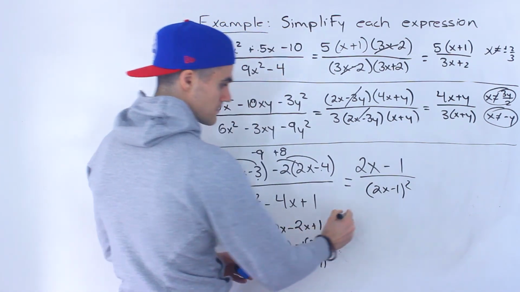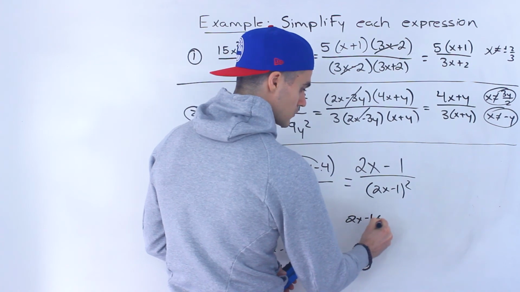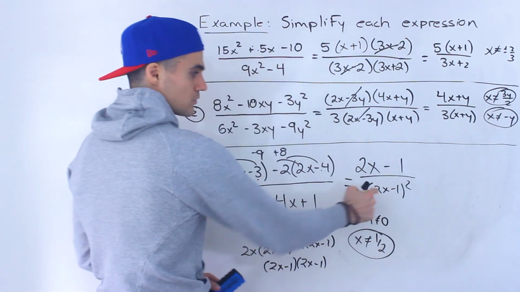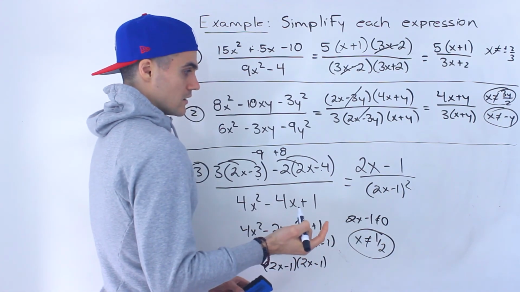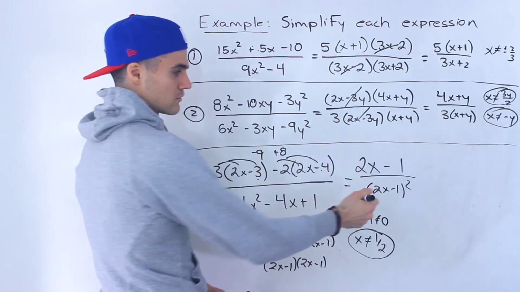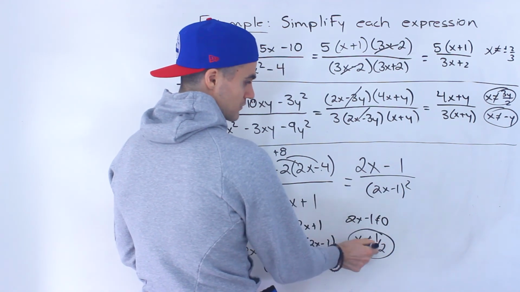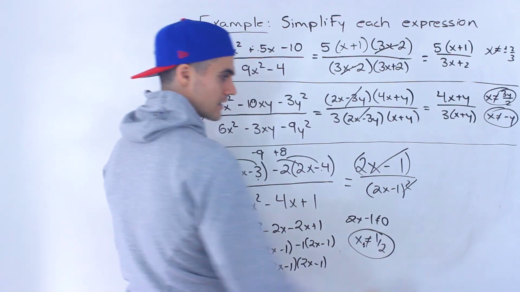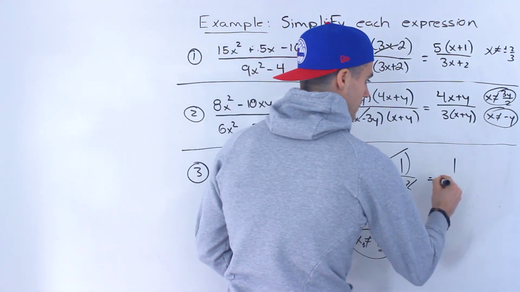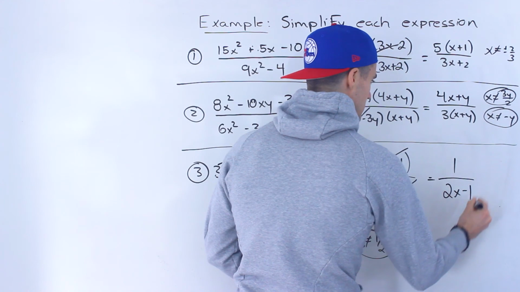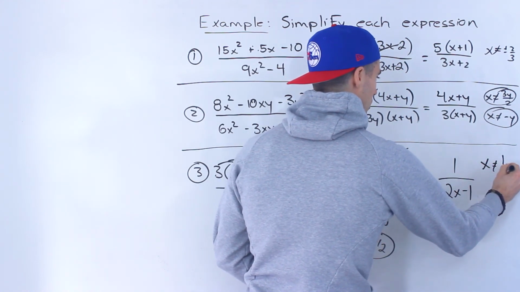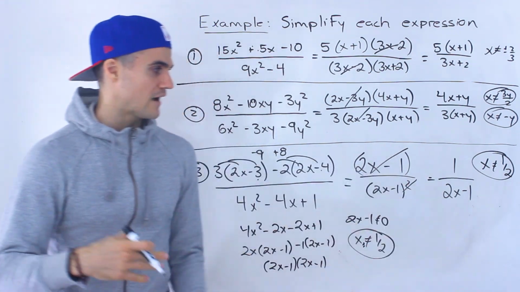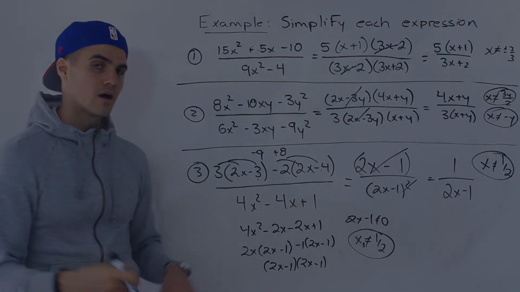We get our restrictions. Basically, 2x minus 1 cannot equal 0. So basically, x cannot equal 1 over 2. That's the restriction. There's two of the same factor, right? So 2x minus 1 is the only factor we have to work with to get the restriction. And then notice this and one of these cancel out. So we're just left with a 1 up top over 2x minus 1, x cannot equal 1 over 2. So that ends up being the final simplified expression for number 3.